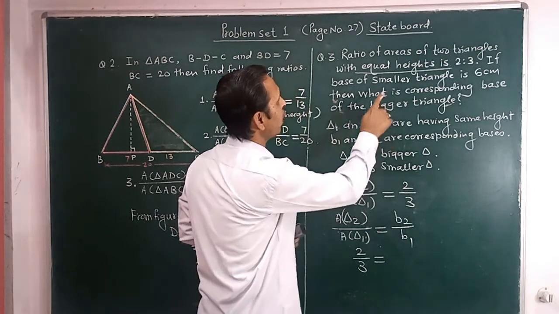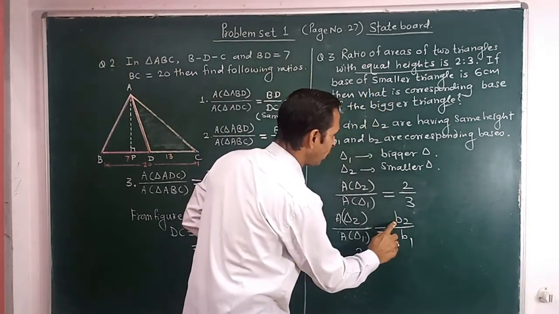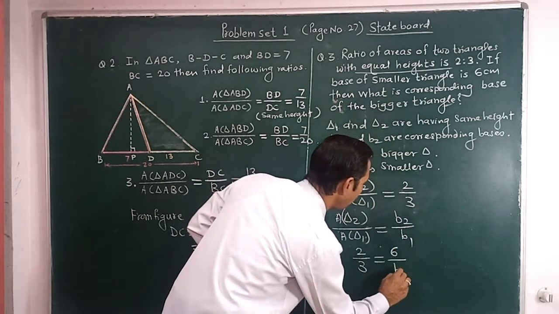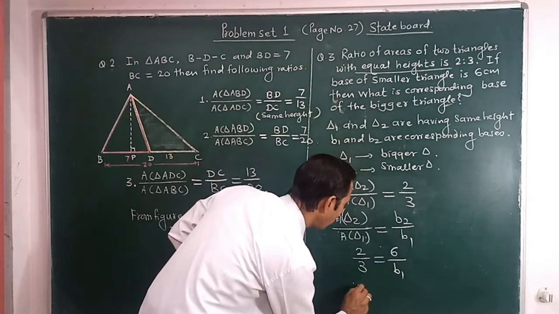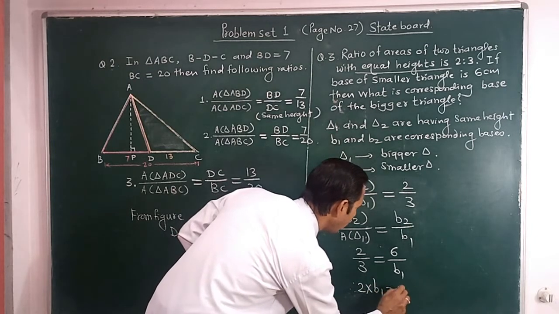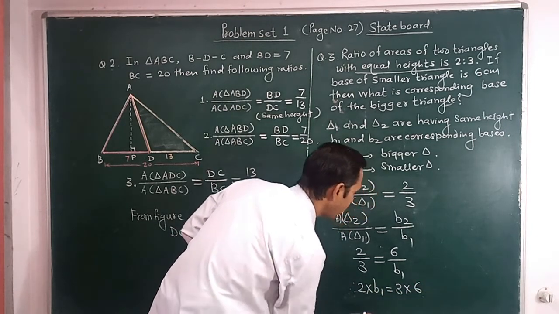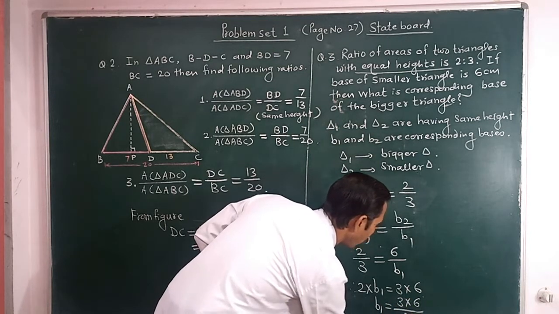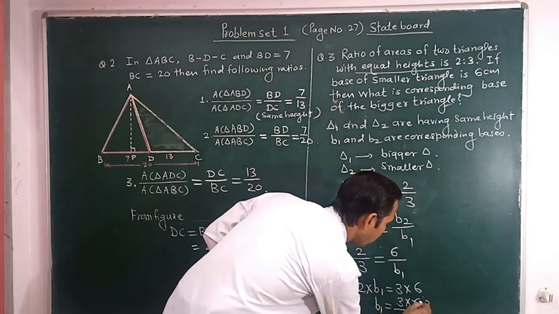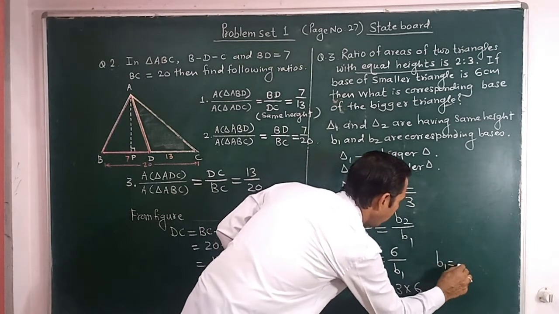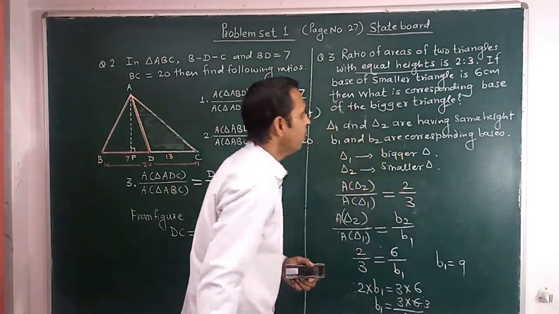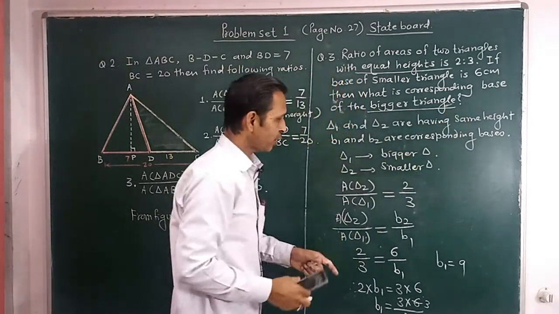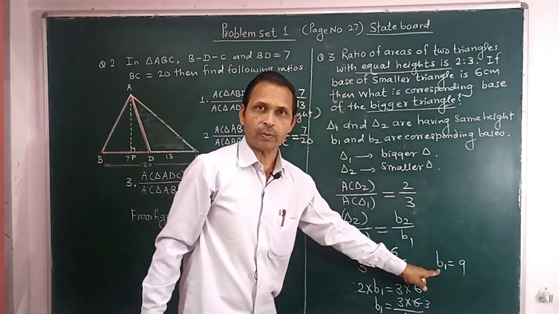Now we are given the base of the smaller triangle, that is B2. Here we write 6 divided by B1, and that's why cross multiplying, 2 into B1 is equal to 3 into 6, and that's why B1 is equal to 3 into 6 divided by 2. 3 twos are 6, and that's why B1 is equal to 9. B1 is the base of the bigger triangle, and that's why the base of the bigger triangle is 9 units.